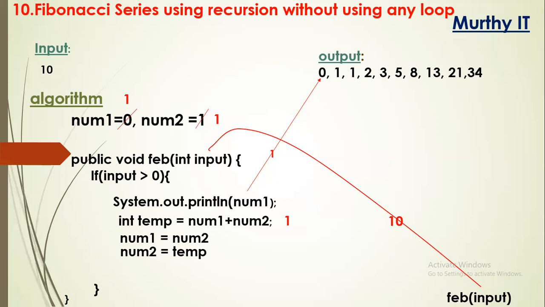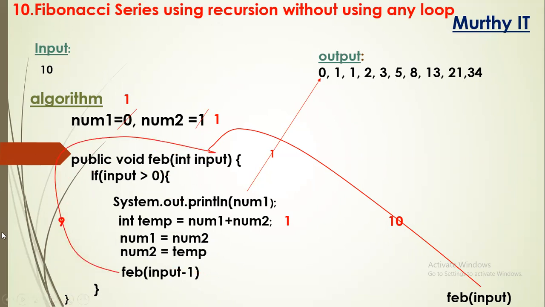Next, I want to call the method itself. So it is method recursion. Until we get the output, the method has to call itself. I'm calling it by passing input minus 1. The input starting value is 10, so 10 minus 1, how much? 9. By passing 9, I would like to call this method. We are calling that method itself.